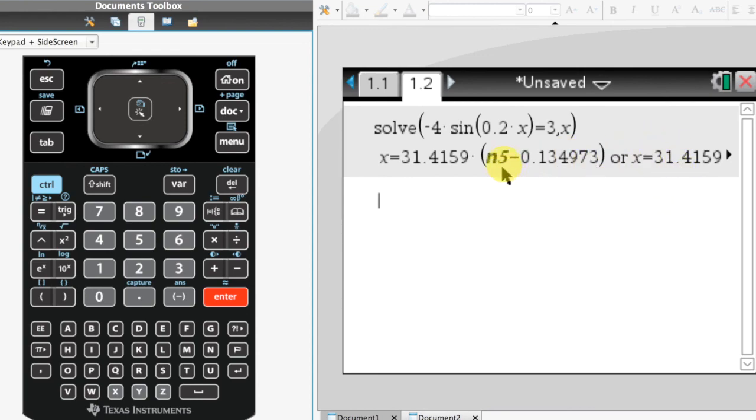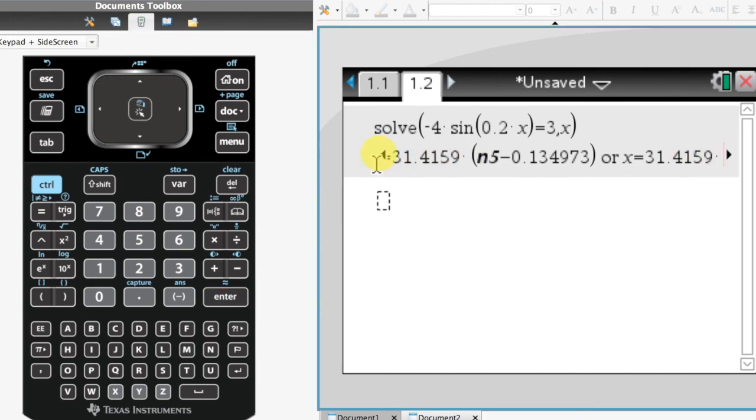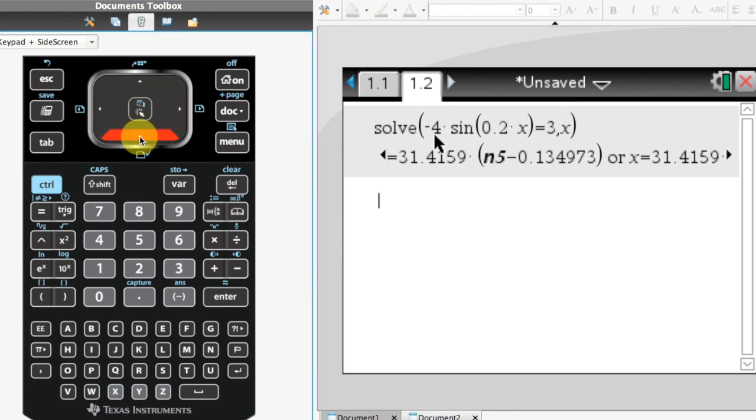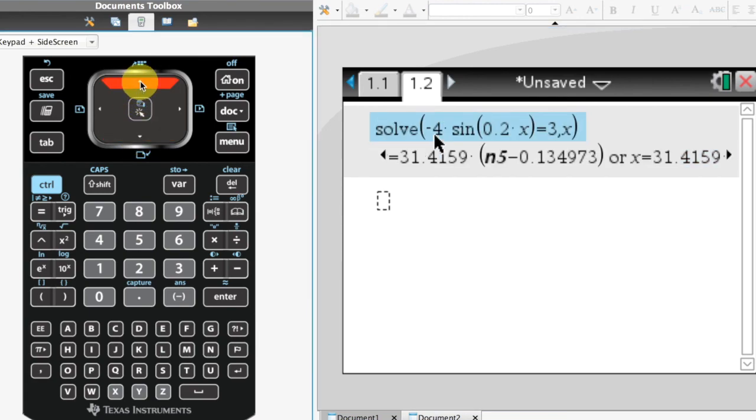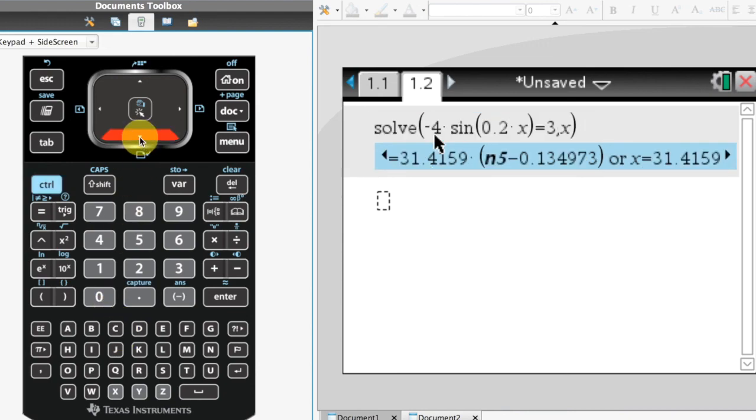Alright, so again, we're involving that n. And the reason for that is this is a general solution. I've put no domain restriction in this equation, therefore there's an infinite number of solutions. So what I need to do is just go and take that. So I'll do a copy and go Control V to paste it.